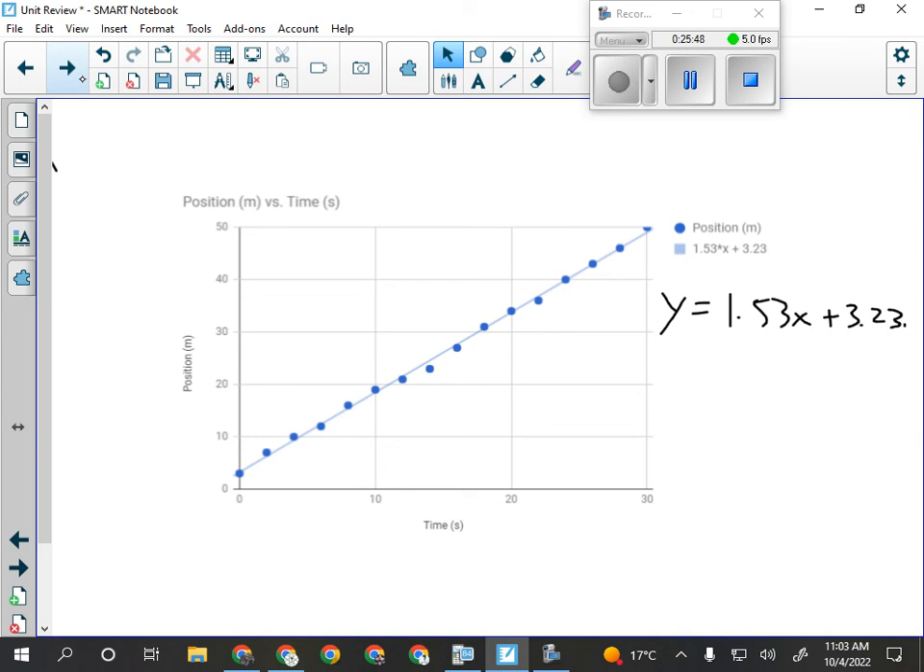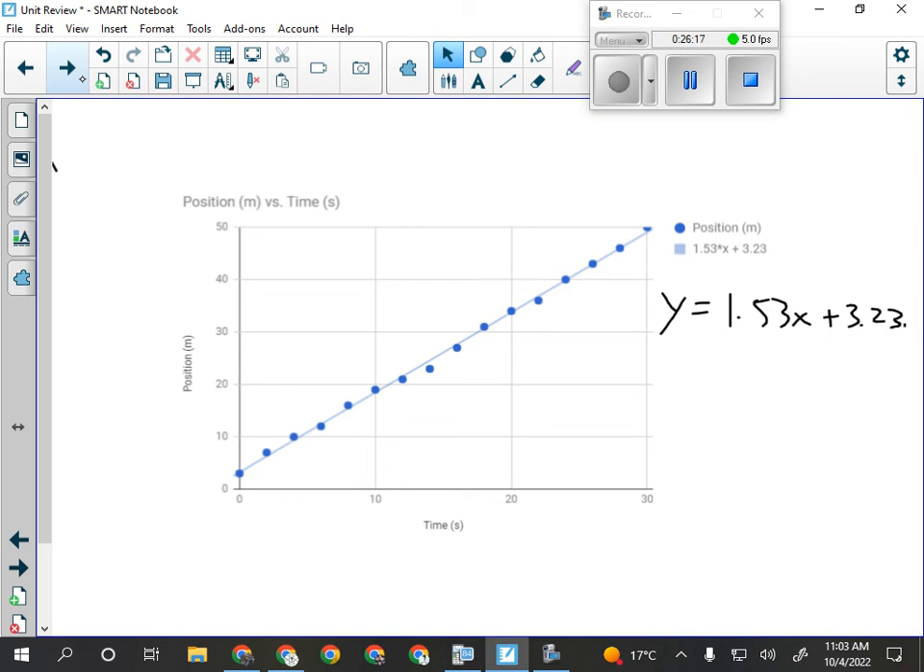Okay, so we got a position versus time graph here. And the equation for the line is y equals 1.53x plus 3.23. For 1 mark, what's the velocity of this object? 1.53. Okay, 1.53 meters per second. I would say that should probably also have a positive on it. Maybe on a graph this might say position in meters north or something like that.